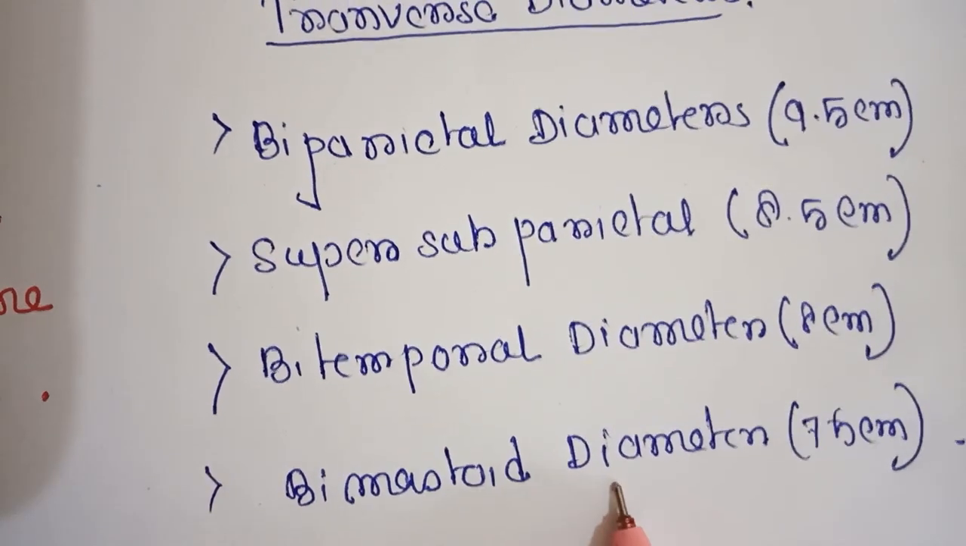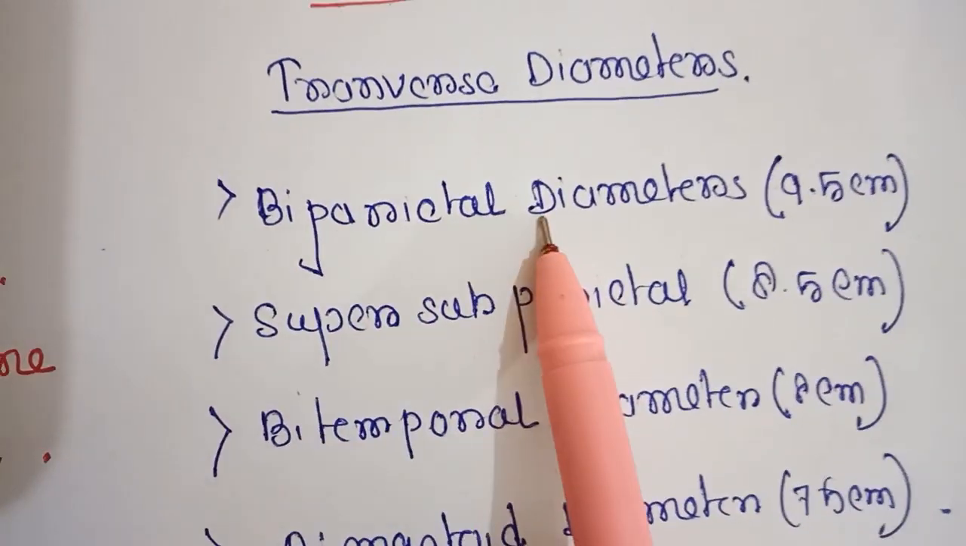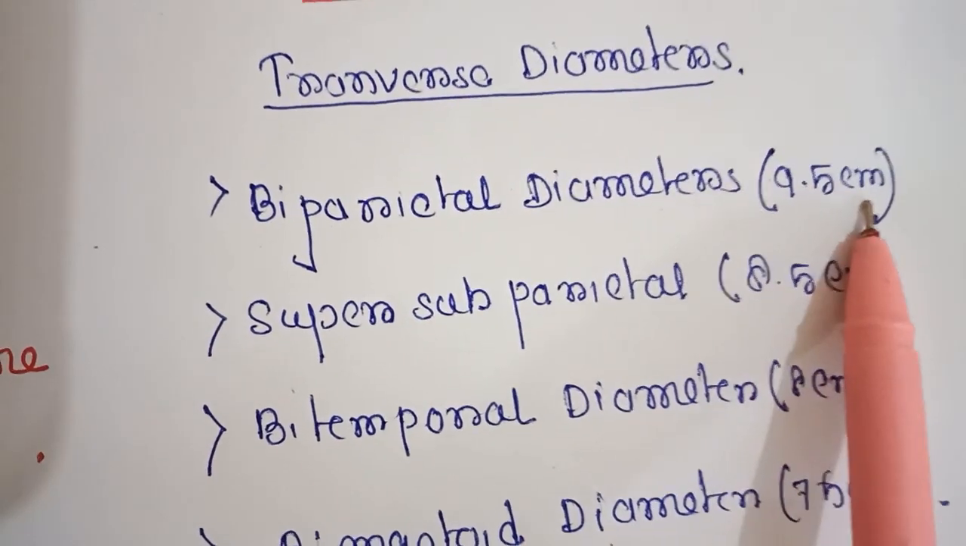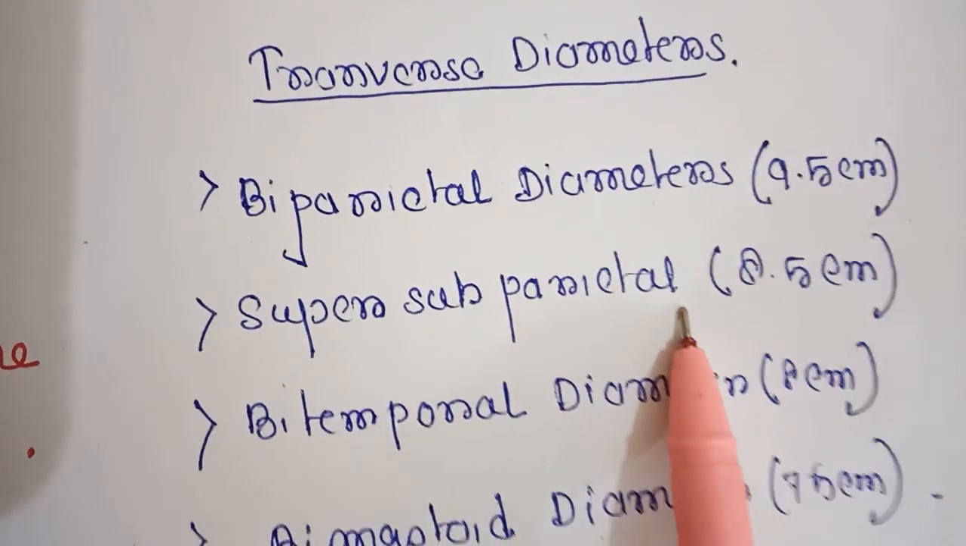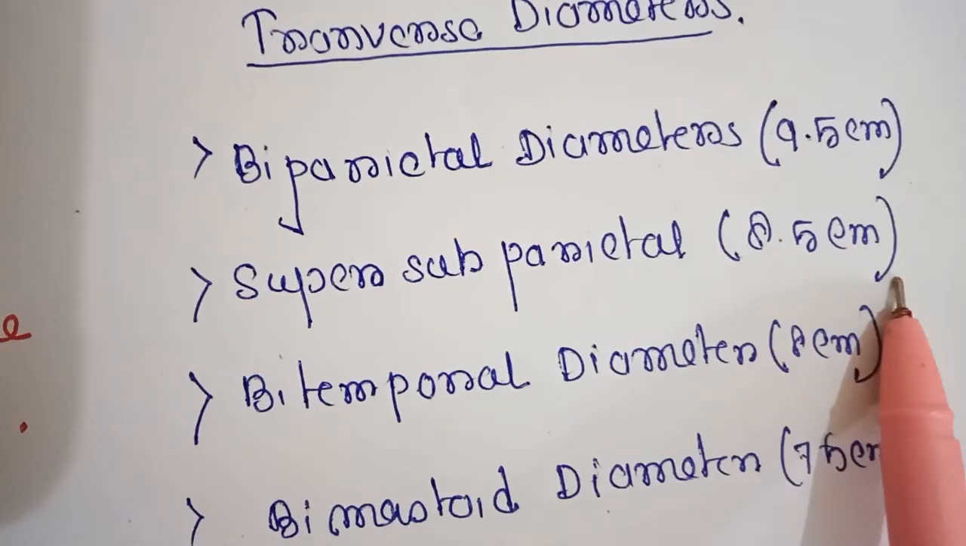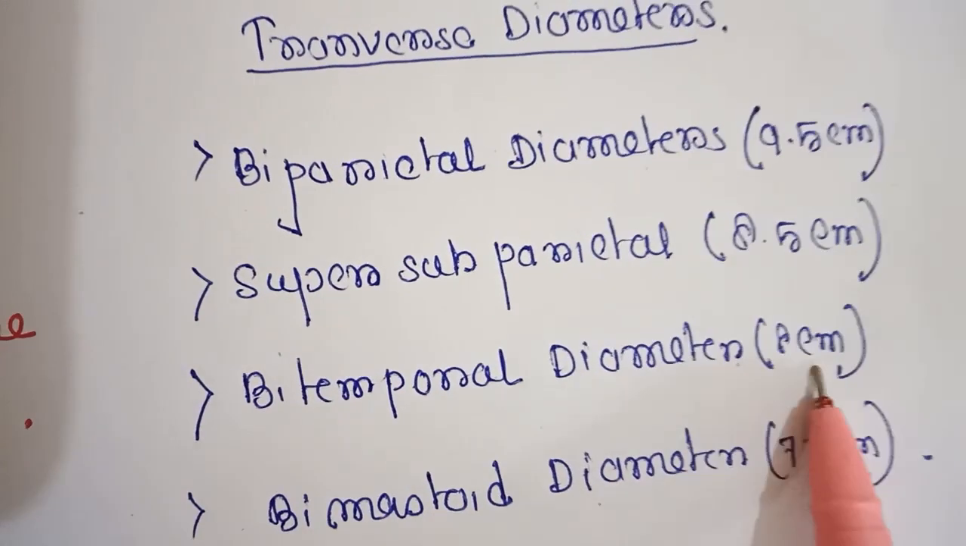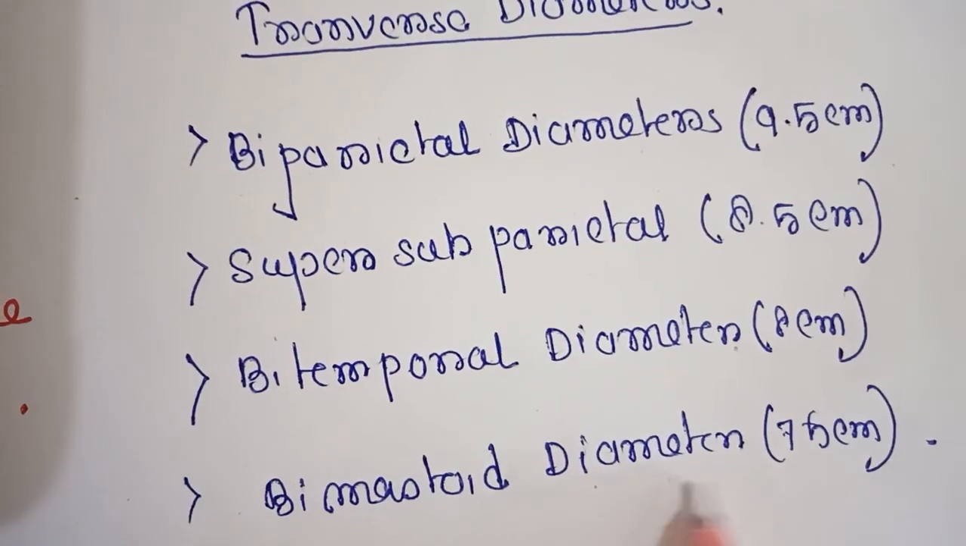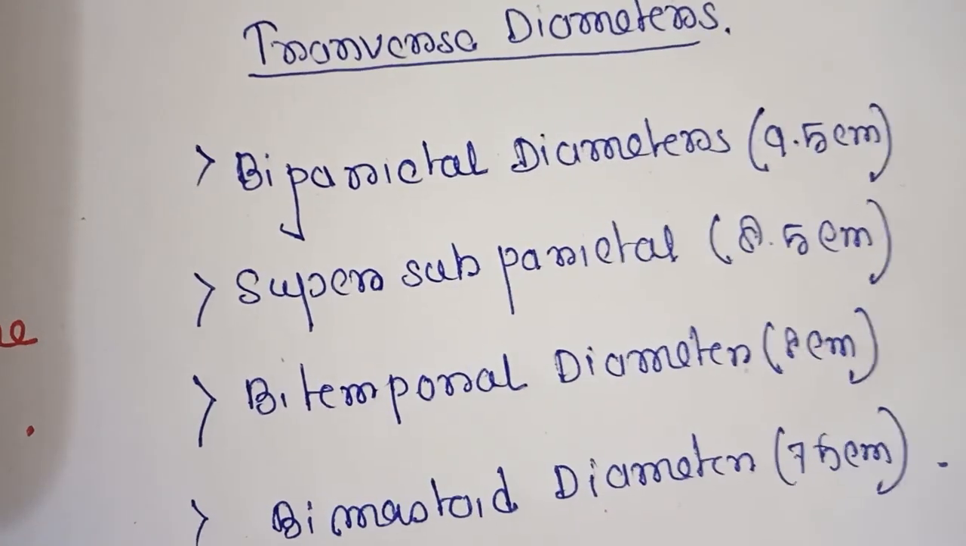and the bimastoid diameter. The biparietal diameter length is 9.5 cm, the super subparietal diameter length is 8.5 cm, the bitemporal diameter is 8 cm, and the bimastoid diameter is 7.5 cm.